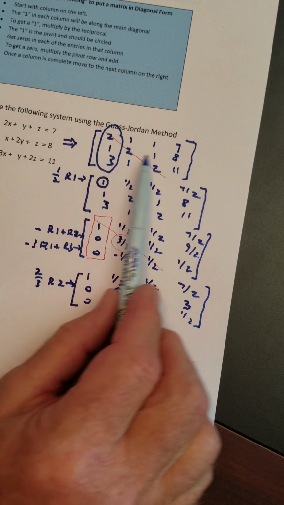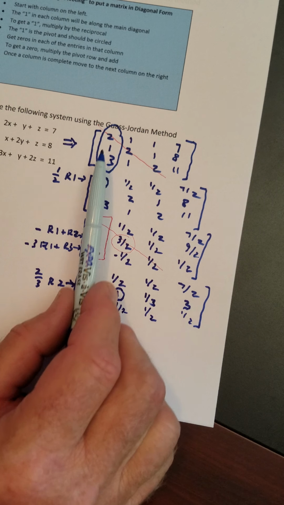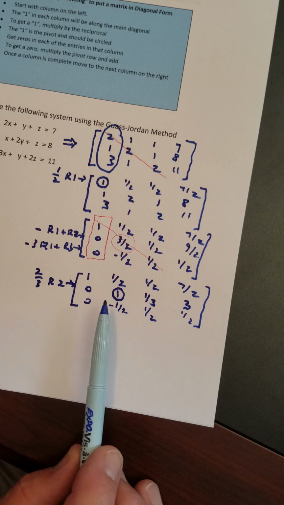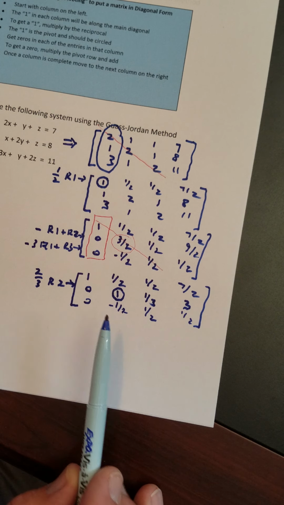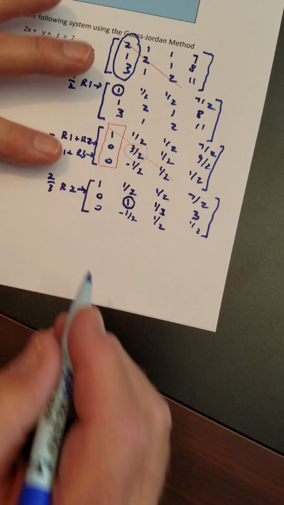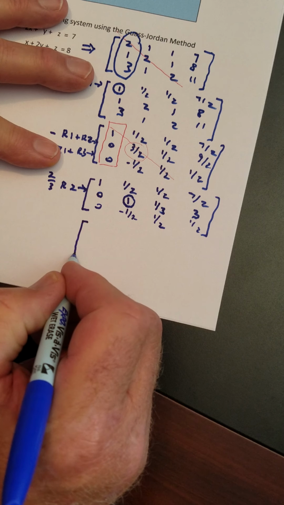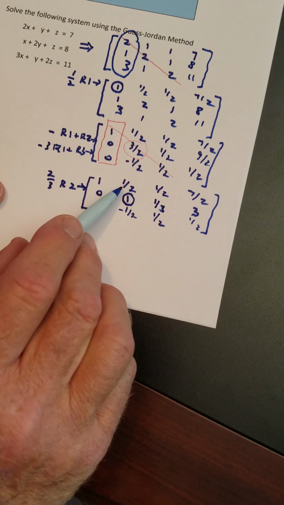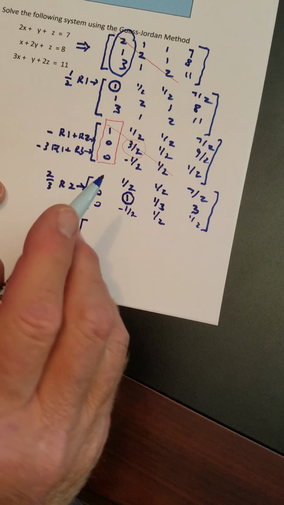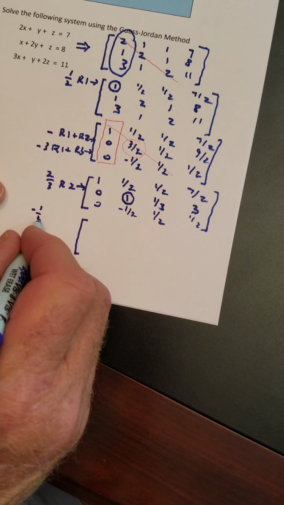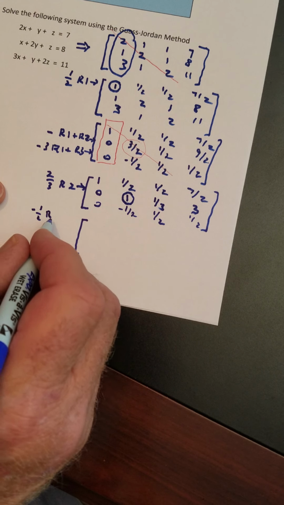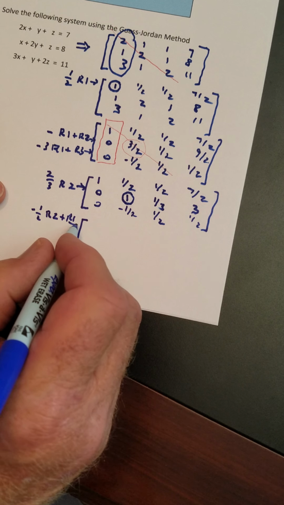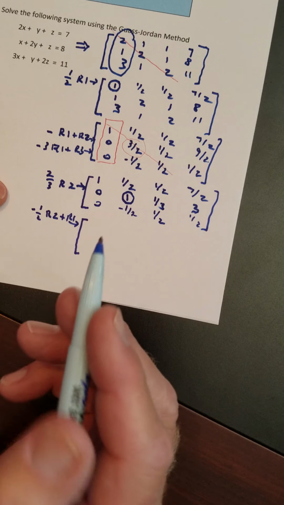Okay, so when I went back here and started, I had to get a 1 here, so I got a 1, then I got 2 zeros. Now I'm in the second column. I got a 1, now I want to get 2 zeros. How do you get zeros? You multiply by the opposite and add. So to get a 0 where the 1 half is, the opposite of 1 half is negative 1 half. And I'm going to multiply it times the pivot row, which is row 2, and I'm going to add it to row 1. Put my answers in row 1.